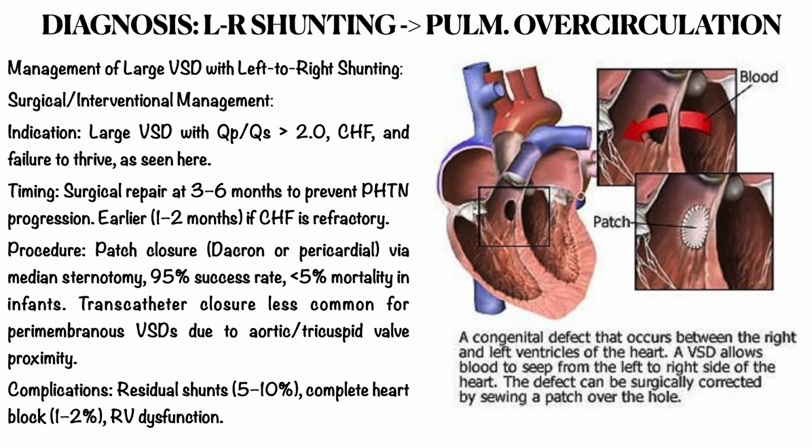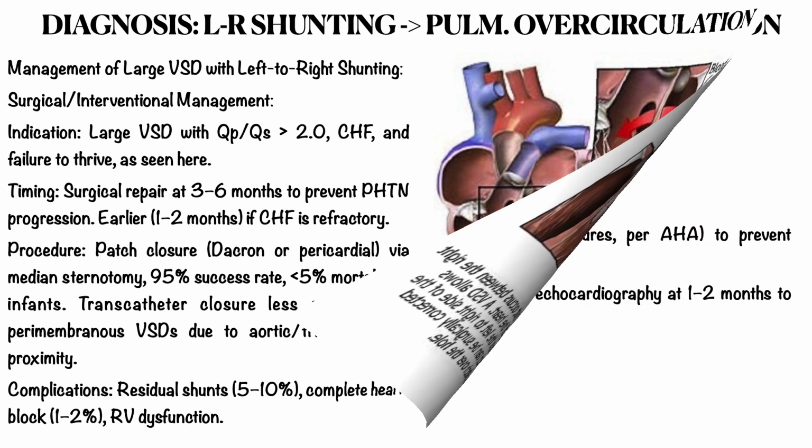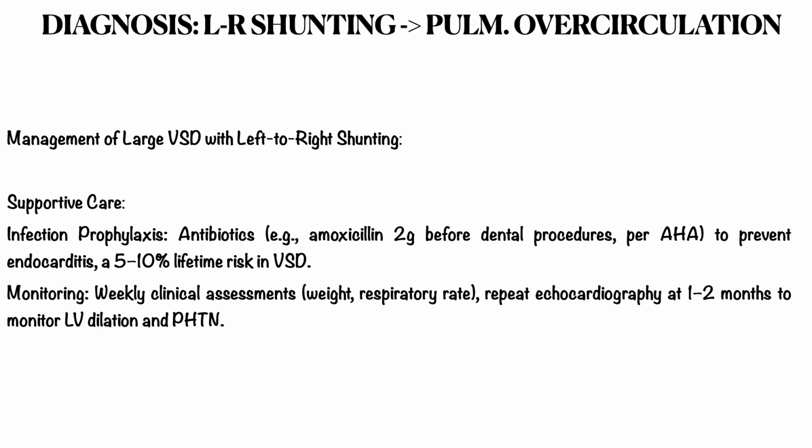So the timing of surgical repair is at 3 to 6 months to prevent pulmonary hypertension progression, and earlier, at 1 to 2 months, if CHF is refractory. The complications of surgical intervention include residual shunts in 5 to 10%, complete heart block in 1 to 2%, and right ventricular dysfunction can occur. So in supportive care, we have to do infection prophylaxis by administering antibiotics, for example amoxicillin 2 gram before dental procedures.